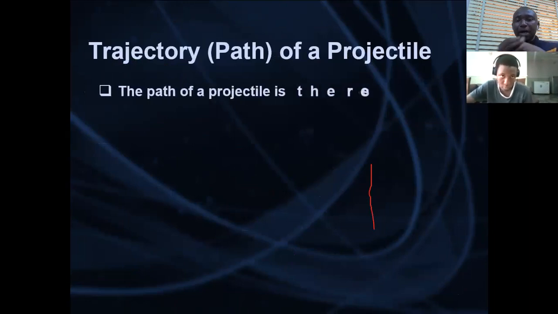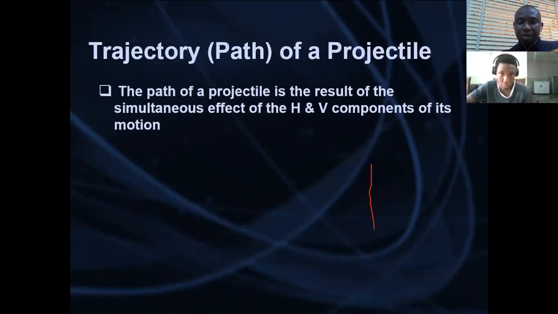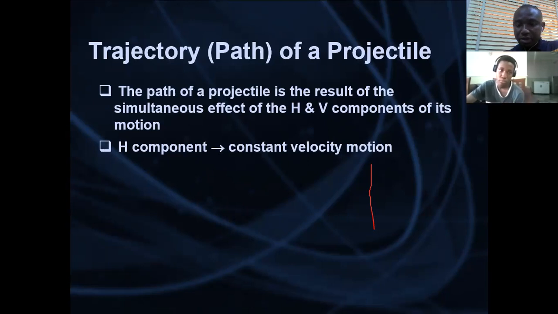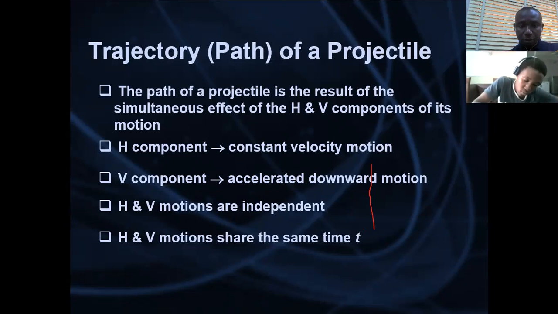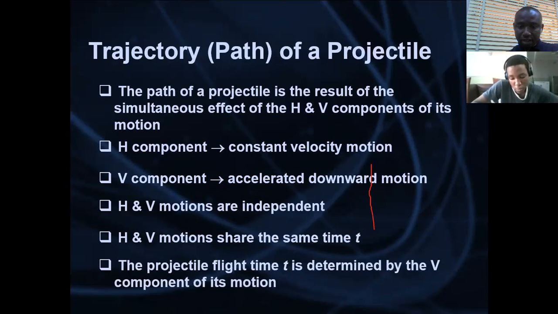Now, the path of a projectile is a result of the simultaneous effect of horizontal and vertical components of its motion. Please don't write, I'll let you know when to write. Horizontal component means that the velocity is constant, and vertical component means accelerated downward motion. You may need to write the horizontal and vertical components. One thing we must also know is that horizontal and vertical motions share the same time. The projectile's time of flight is determined by the vertical component of its motion.